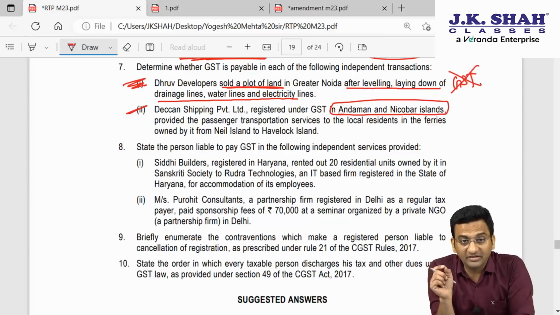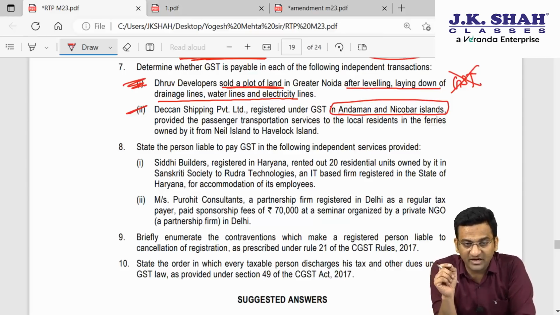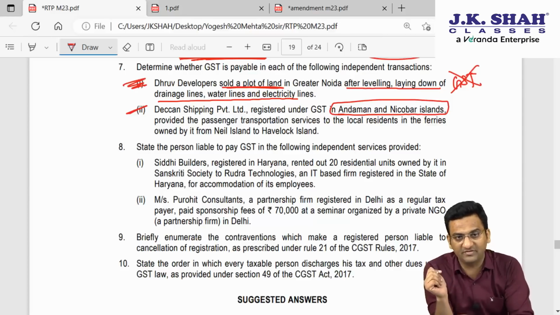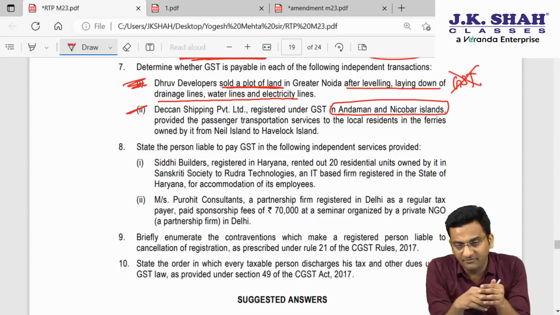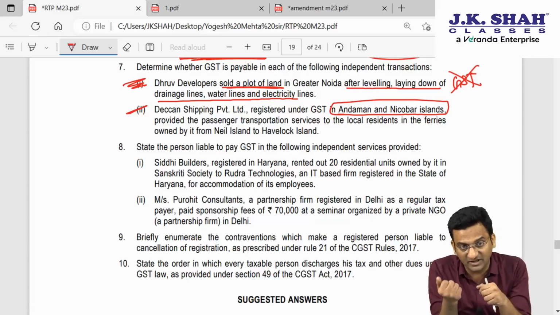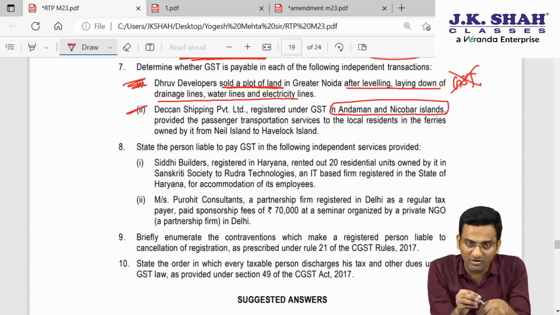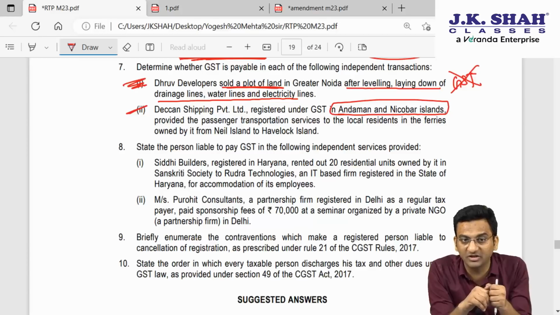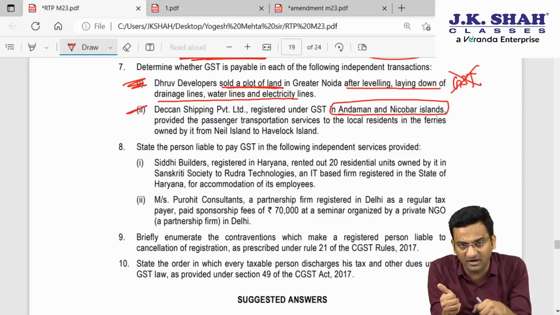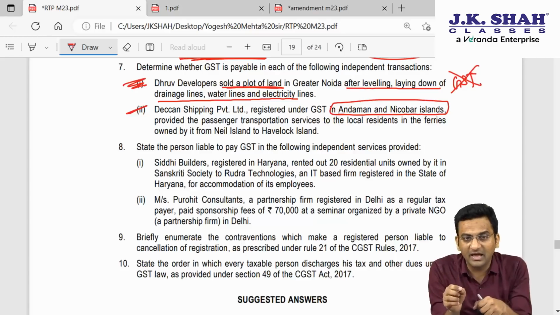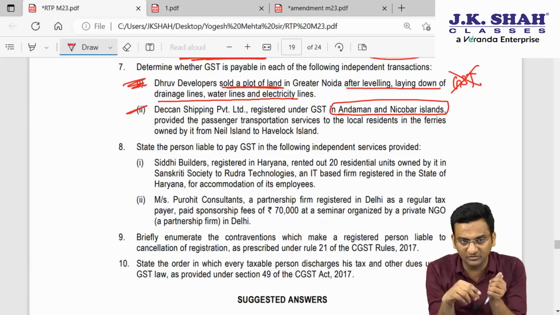Here there is a transportation of passenger service, and if you remember, we had done vessel transportation, transportation in waterways. So friends, if the transportation is by way of inland waterway, then it is exempted. If the transportation is coastal transportation, then if it is for public transportation, it is exempted, and if it is for tourism purpose, then it will be taxable. We have done this in the classroom itself, friends.